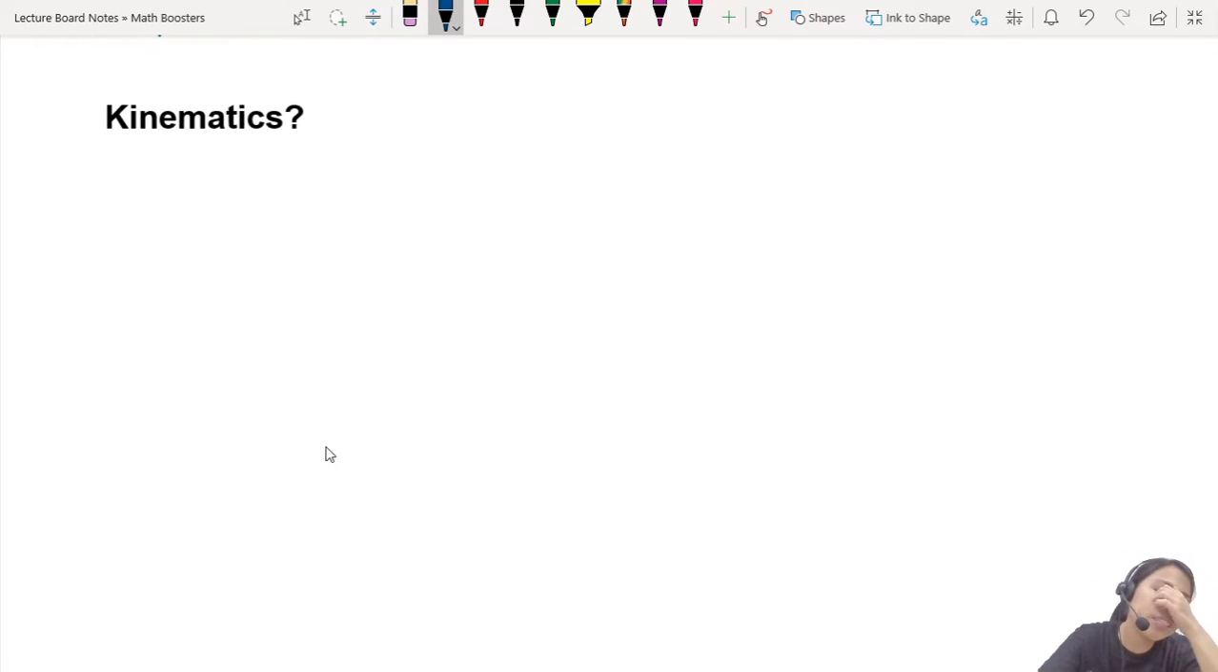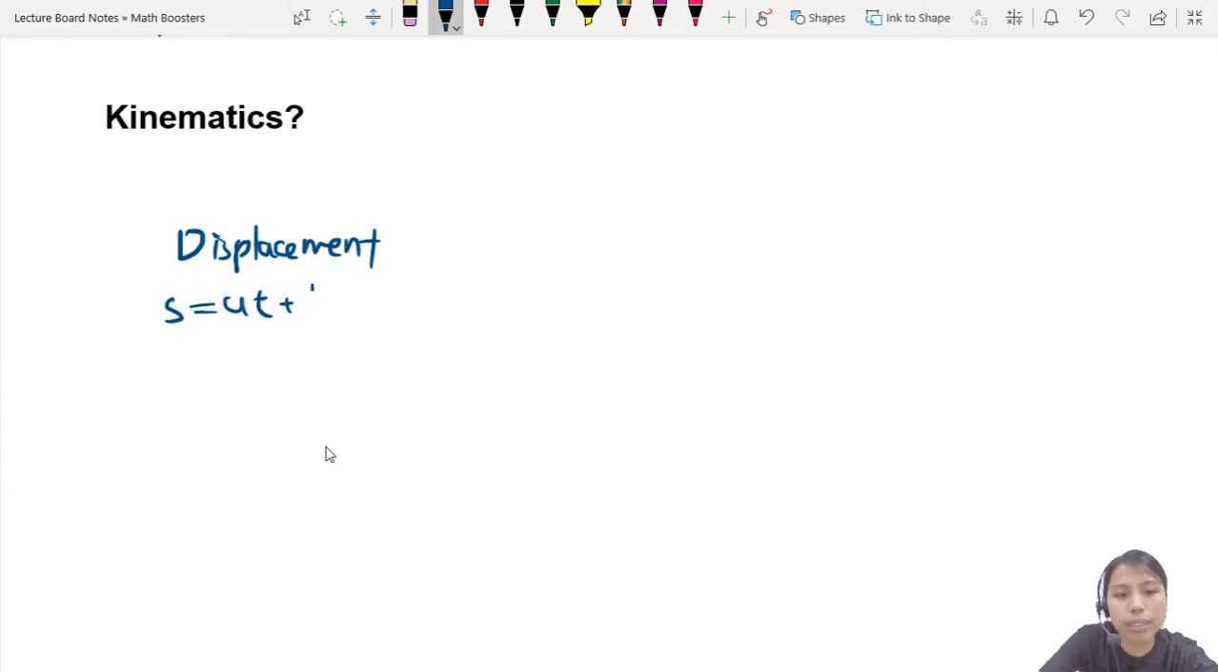Remember how we defined displacement, acceleration, and velocity before this? In the previous math booster, we talked about differentiation. So we were saying, if you have a displacement function or curve or equation, whatever it is, s equals ut plus half at squared, for example, and then you maybe plot a graph of that. So maybe it looks something like this. I'm just giving an example.